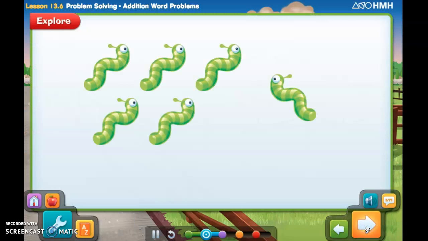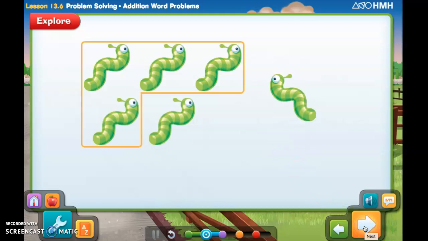Five inchworms are on a leaf. One more inchworm crawls onto the leaf. How many inchworms are on the leaf now? Think about what you know. You know that 5 inchworms are on a leaf. Click to count the inchworms. 1, 2, 3, 4, 5. There are 5 inchworms on the leaf.